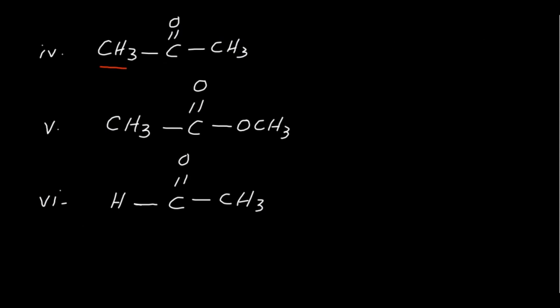Now let's see the next questions. In the next question, some more compounds are given, students, and we are asked to identify their functional groups. Now see this compound. Here we have alkyl group on both sides. The general formula for this functional group is R C double bond O R. Students, if alkyl groups are present on either side of the carbonyl carbon, then the functional group is known as ketone. This ketone is acetone or propanone.